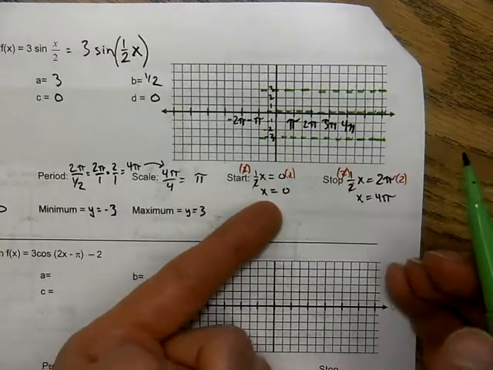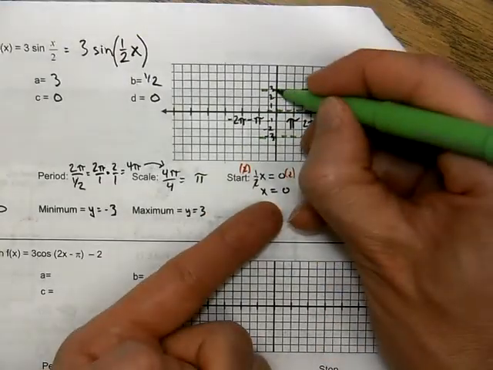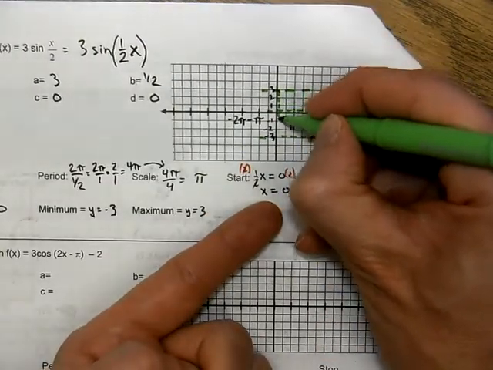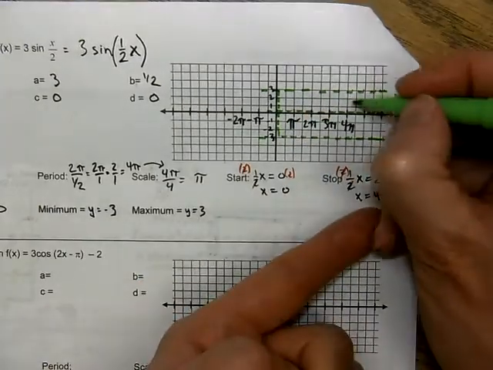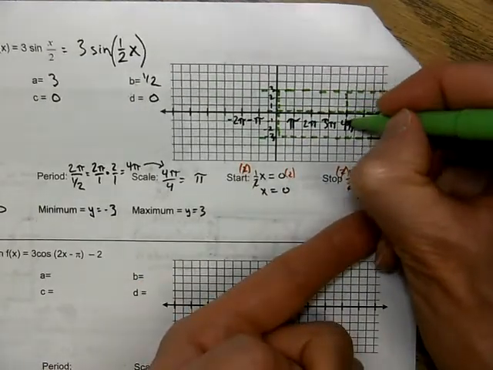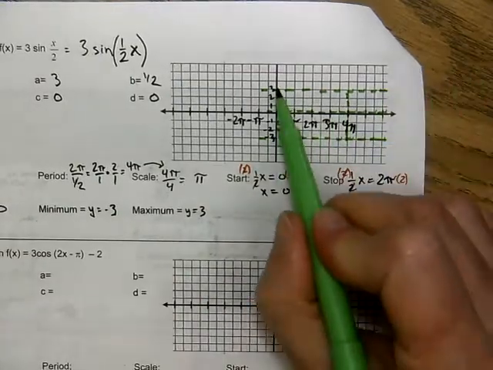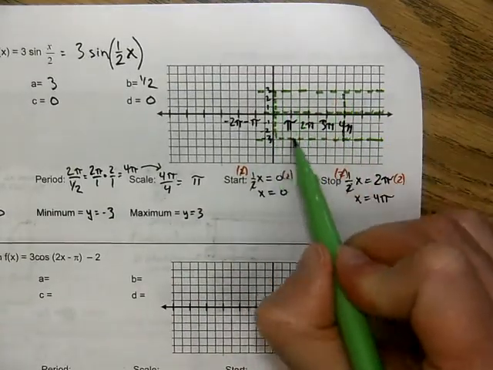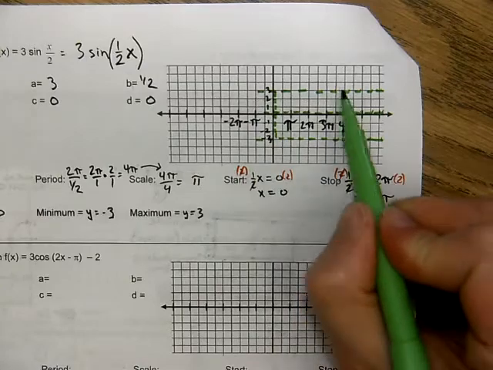Now for the starting values, the start is at 0, so this is the left boundary of my box, and stopping at 4 pi, this is the right boundary of my box. So what you have here is the space where we're going to put in our curve.